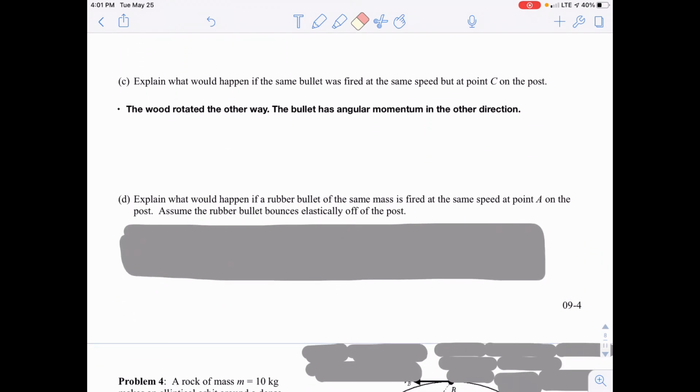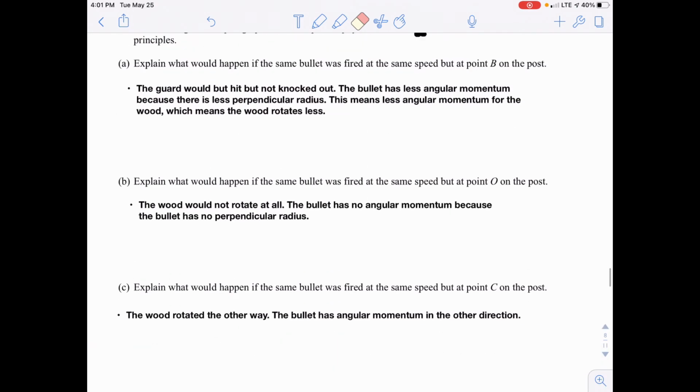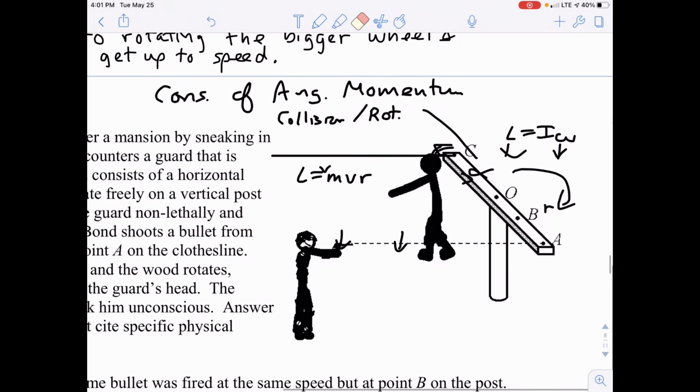And lastly, explain what would happen if a rubber bullet of the same mass were fired at the same speed at point A on the post, assuming the rubber bullet bounces off elastically off the post. Okay, this is interesting.